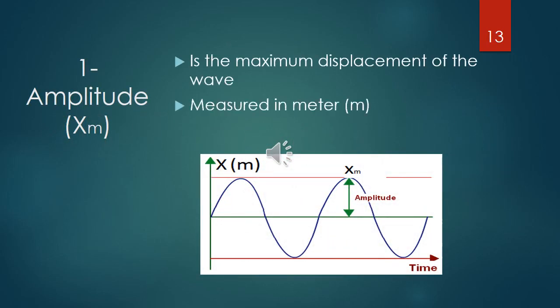The first characteristic is amplitude, Xm, the maximum displacement of the wave. It is measured in meters as an SI unit.